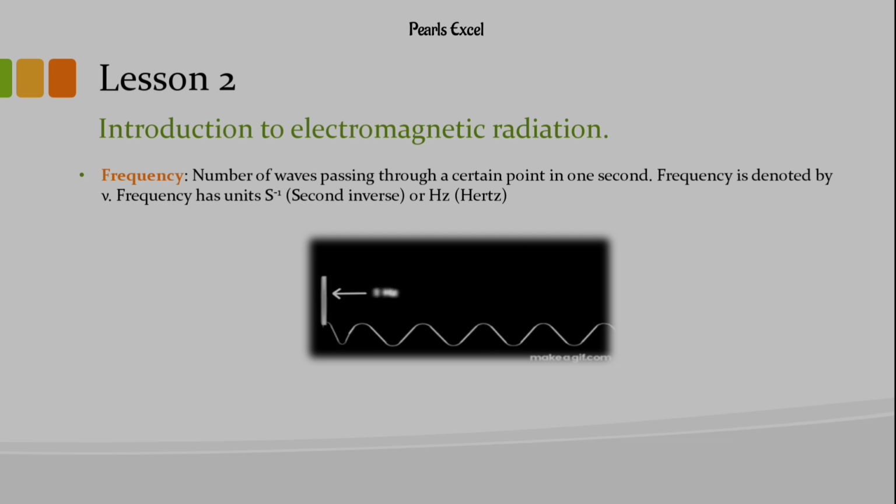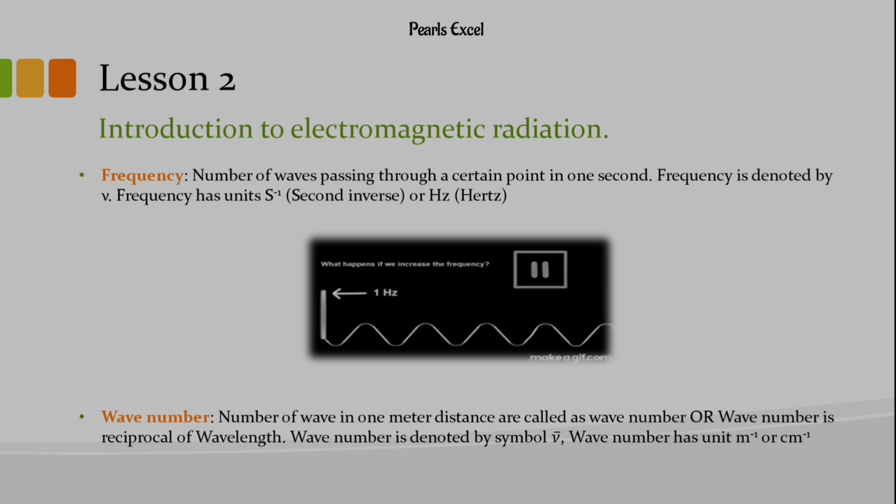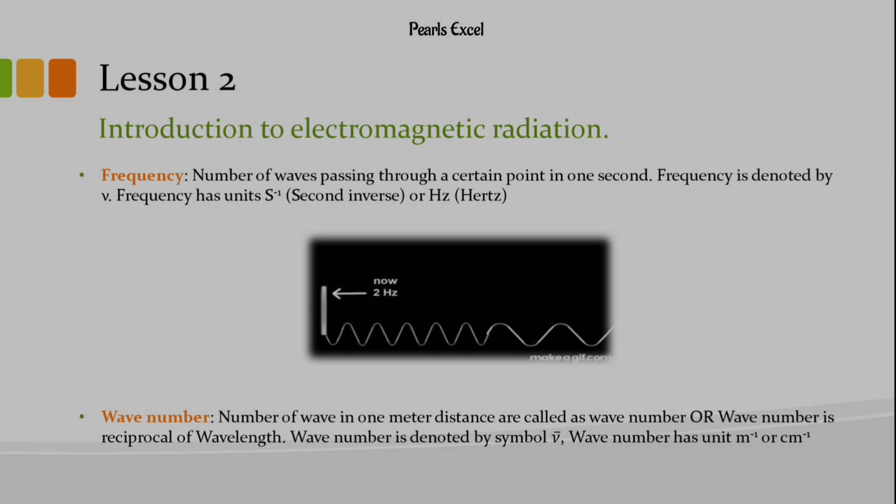Further, let's understand wave number. Definition: the number of waves in 1 meter distance is called wave number, or wave number is the reciprocal of wavelength. Wave number is denoted by the symbol nu bar. Wave number has unit meter inverse or centimeter inverse.